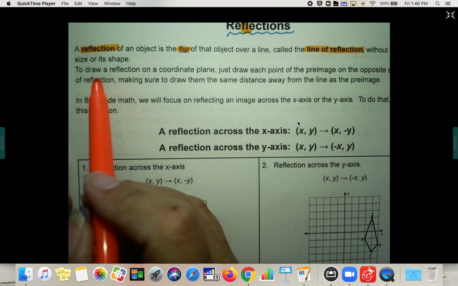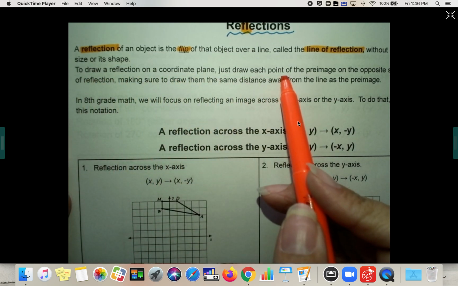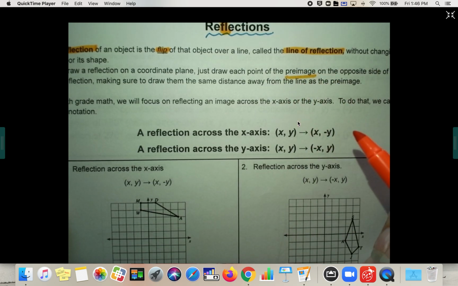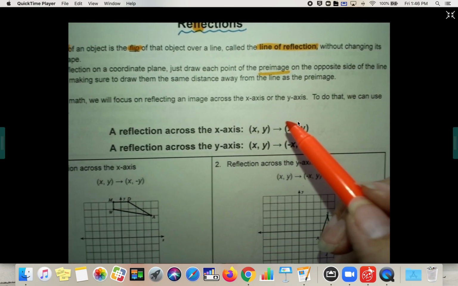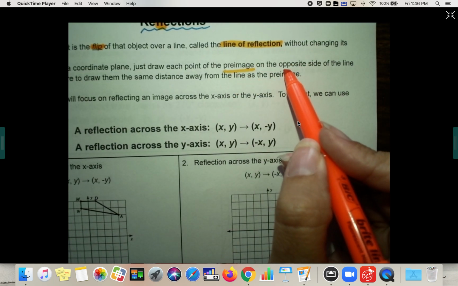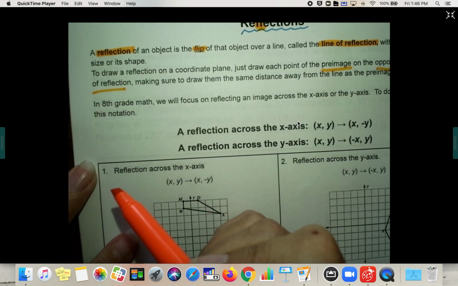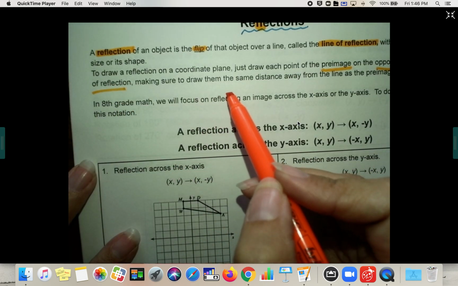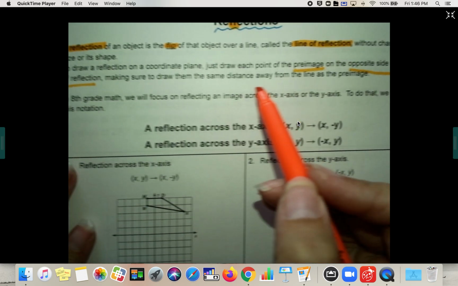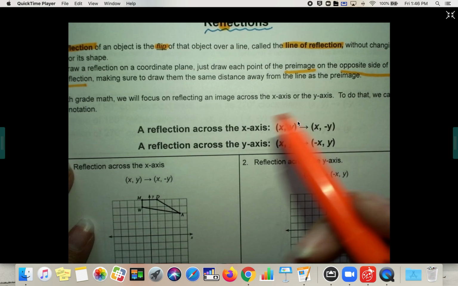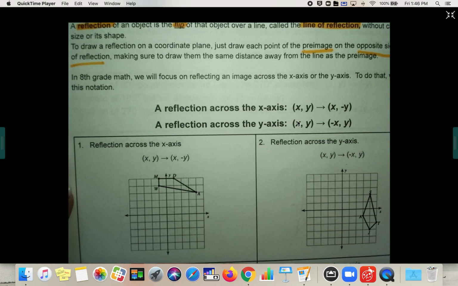Okay, to draw a reflection on a coordinate plane, just draw each point of the pre-image. This was a vocabulary word on our previous video. On the pre-image, you will draw it first, and then you flip it to the opposite side of the line of reflection. Okay, making sure to draw them the same distance away from the line as its pre-image. So it's probably wordy, but we'll get into examples and you'll understand what we mean by that.